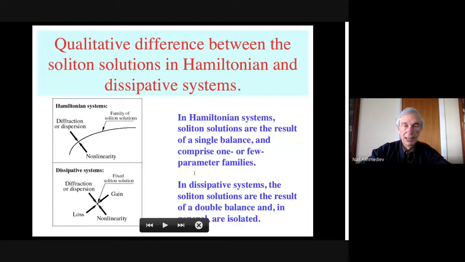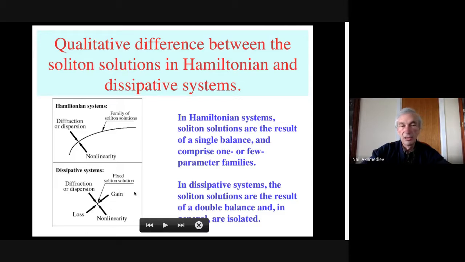On the other hand, if we add dissipation and gain, we have to add them simultaneously, because if it's only dissipation, the soliton will decrease its amplitude in propagation. At the end, the amplitude of the soliton will exponentially go to zero, and the soliton will die. In order to keep the soliton alive, we should add gain into the system, and then there has to be a balance between loss and gain. So instead of a family of soliton solutions, we will have a fixed soliton solution, which is a result of a balance between dispersion, nonlinearity, and between loss and gain.